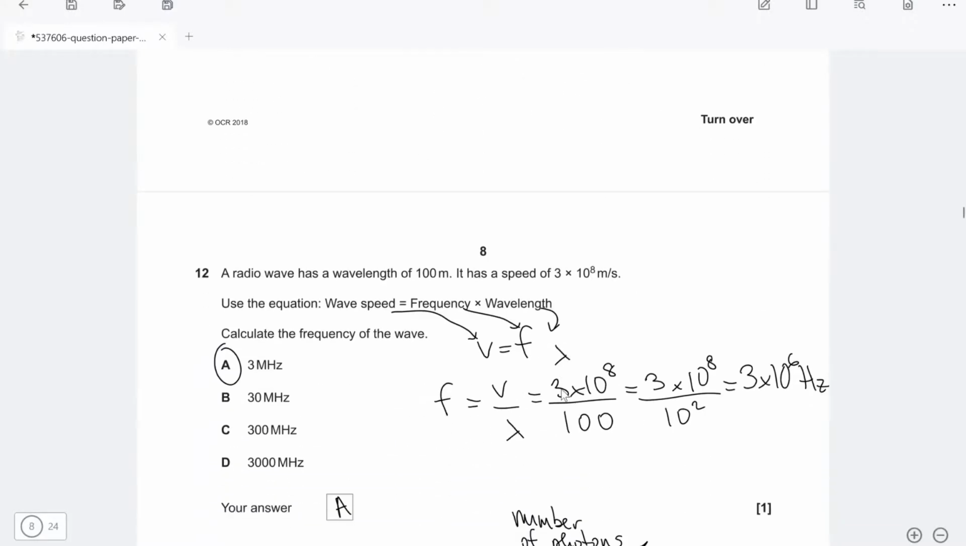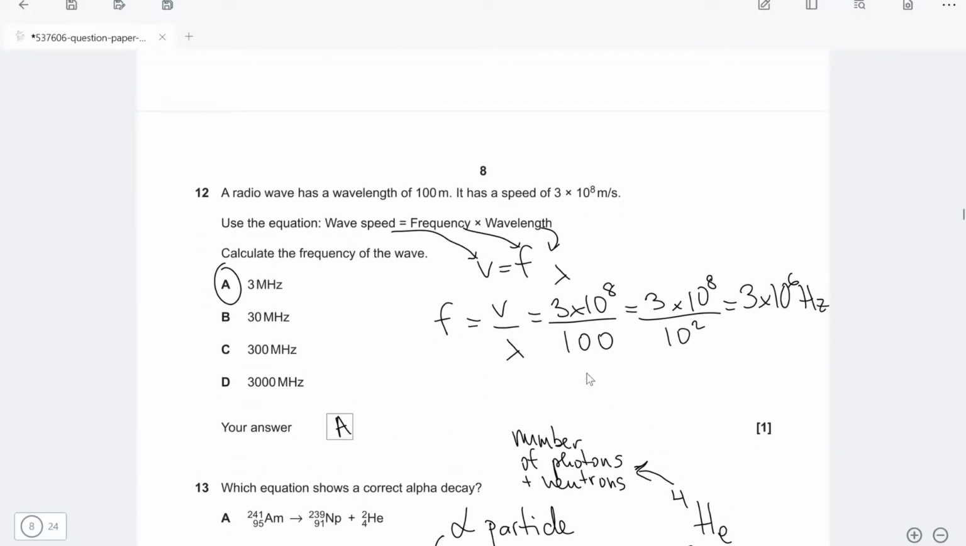Okay, question 12. We have a radio wave that has a wavelength of 100 meters. It has a speed of 3 times 10 to the power of 8 meters per second, the speed of light. We're going to use the wave equation, which tells us the wave speed is equal to the frequency times the wavelength. I've converted that word equation to symbols, because I find symbols a little bit easier, since you don't have to write out the whole word. So wave speed, I'll call V, frequency, I'll call f, and wavelength, I'll call with the Greek letter lambda. So frequency will be equal to the speed divided by the wavelength, which will be 3 times 10 to the 8 divided by 100.